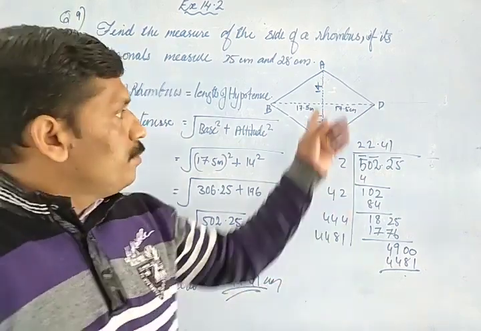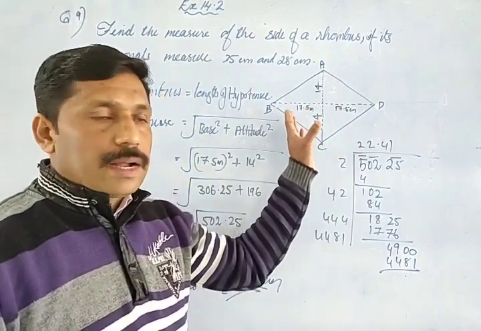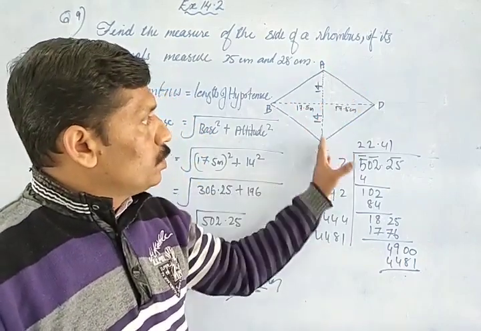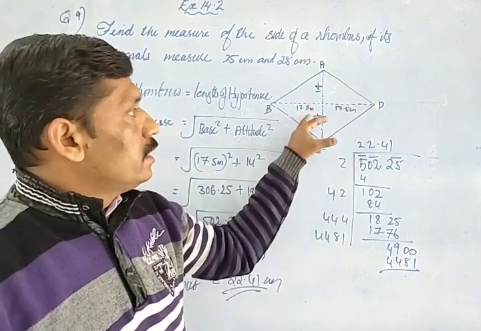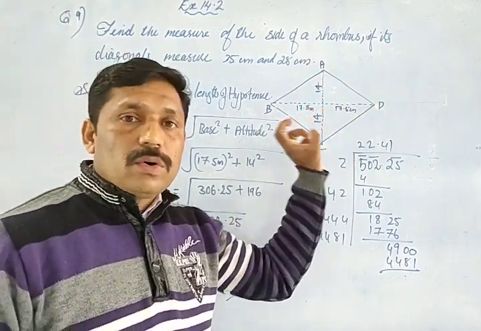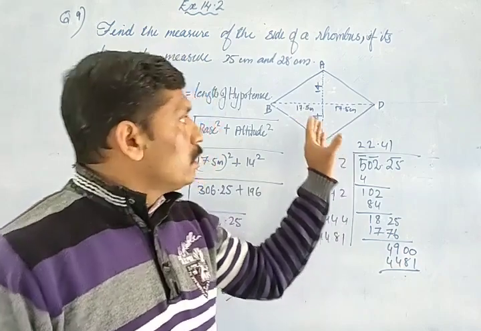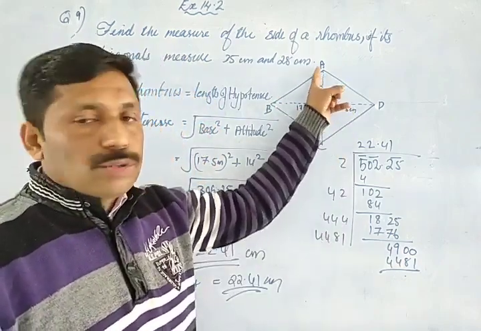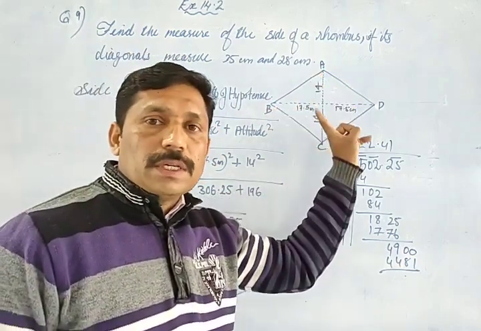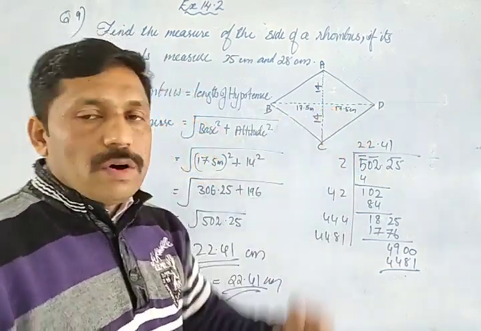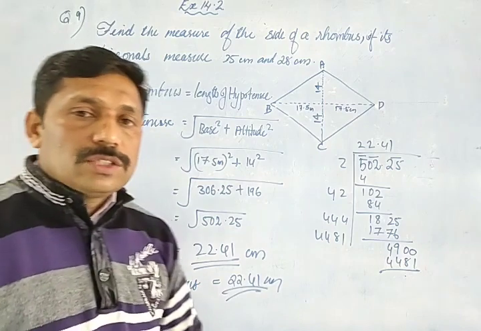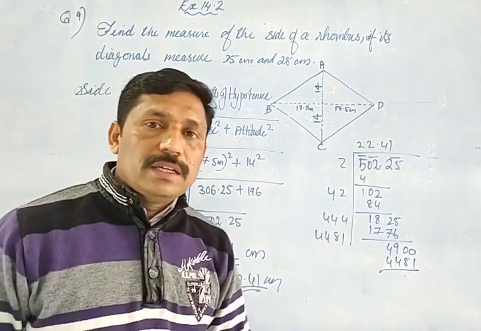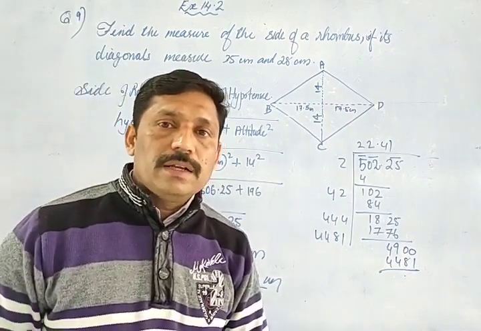So students, here we divided this rhombus by its diagonals. Then we got 4 right angle triangles, and by using the Pythagoras theorem we found out the hypotenuse. Actually, the hypotenuse of this triangle is the side of this rhombus. Then we found out the hypotenuse, and then we got the side of this rhombus. So I think you understood this question very well.